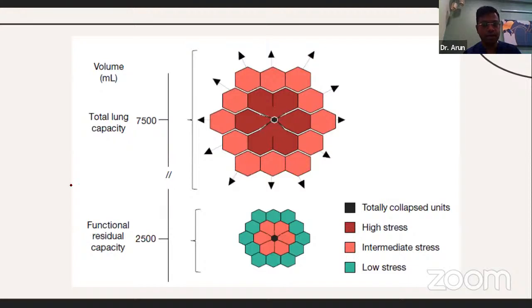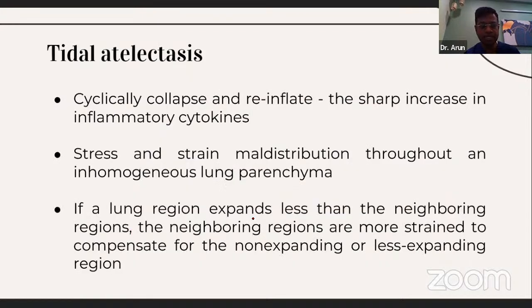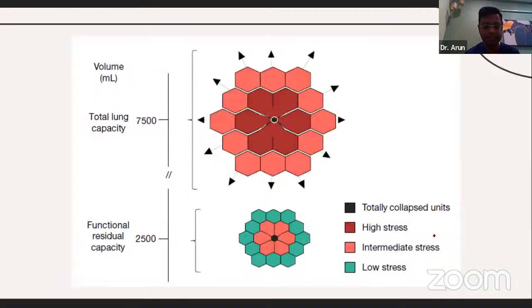So Mead et al. proposed this concept. If some part of the lung is collapsed, the surrounding areas will try to compensate for that collapsed region. These areas act as stress risers. So if a lung region expands less than the neighboring regions, the neighboring regions are more strained to compensate for the non-expanding or less expanding region.